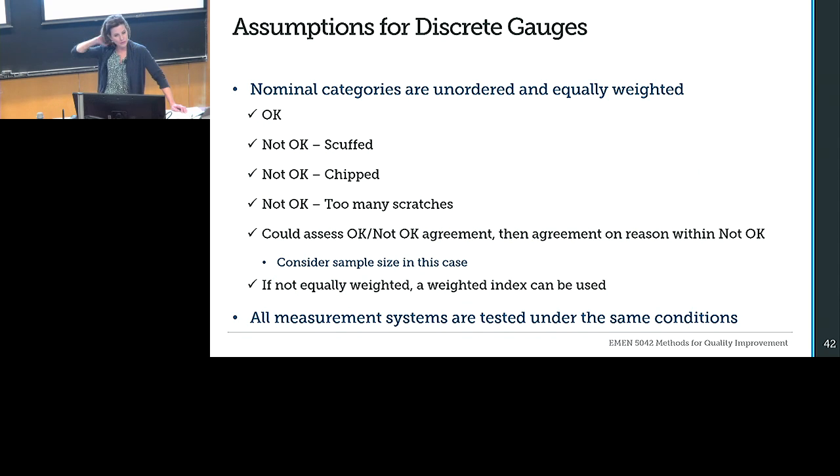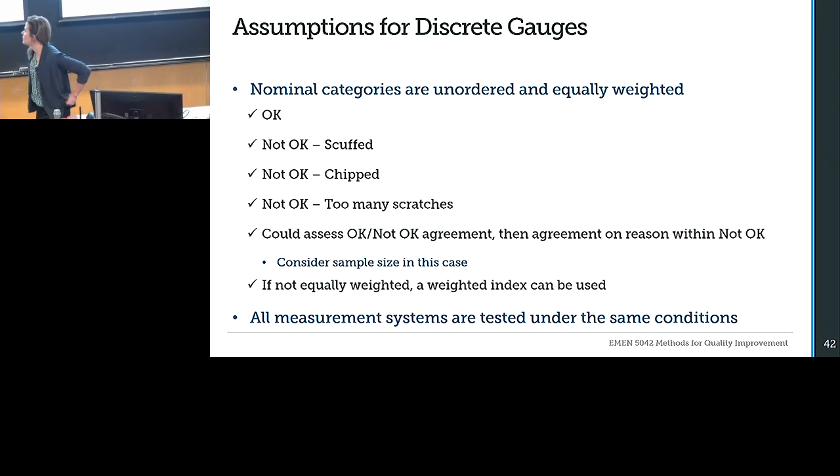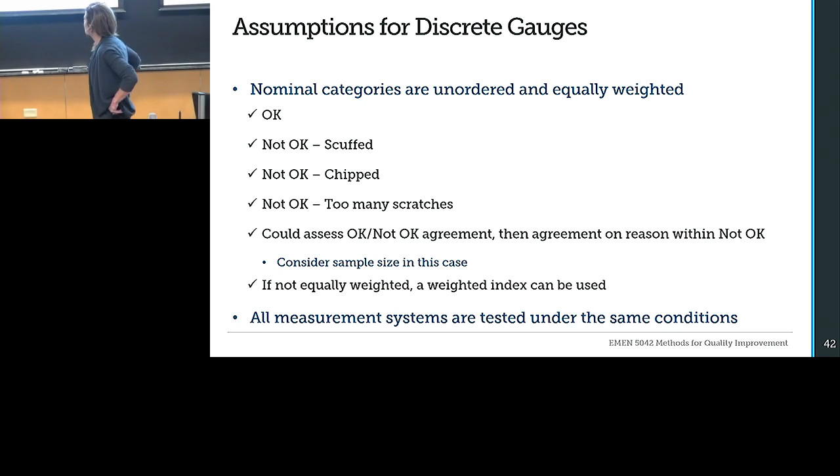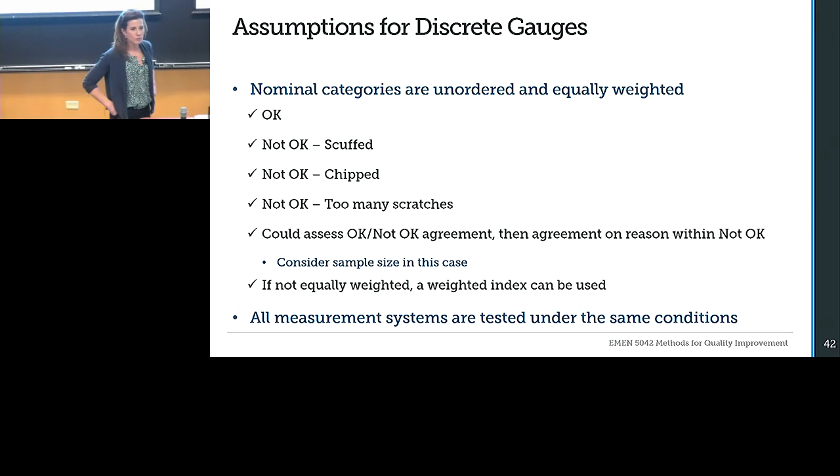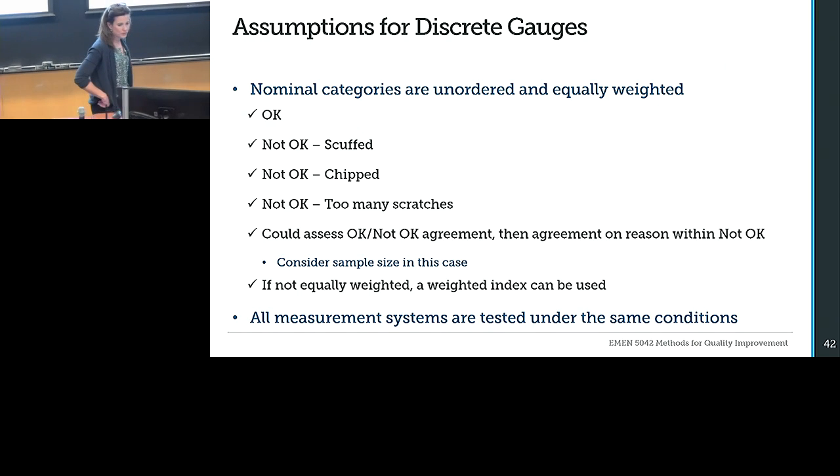Next, nominal categories are unordered and equally weighted. So when we're looking at nominal data, we're not using ordinal techniques, as we would if it was not nominal. An example here: we could have categories of scuffed, chipped, too many scratches. One's not more important than another, or there's not an order associated with those.